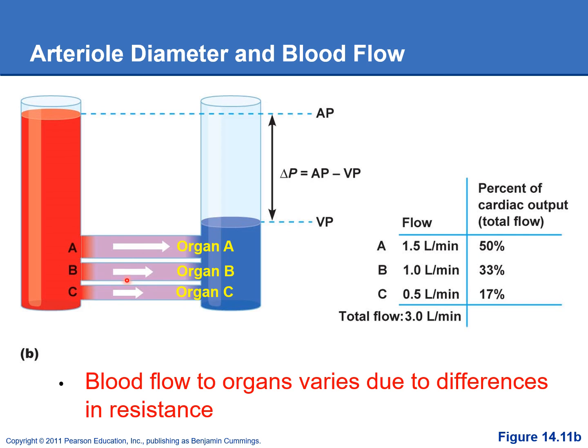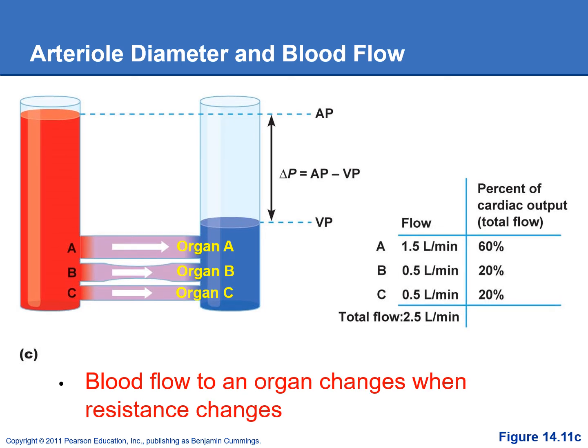For example, if we look at organ B here, here is the diameter of the arteriole feeding into organ B, and here's our blood flow of 1 liter per minute. But if we vasoconstrict to that organ, maybe now it's not as active. If we vasoconstrict, we increase the resistance, and that'll decrease the blood flow down to 0.5 liters per minute.